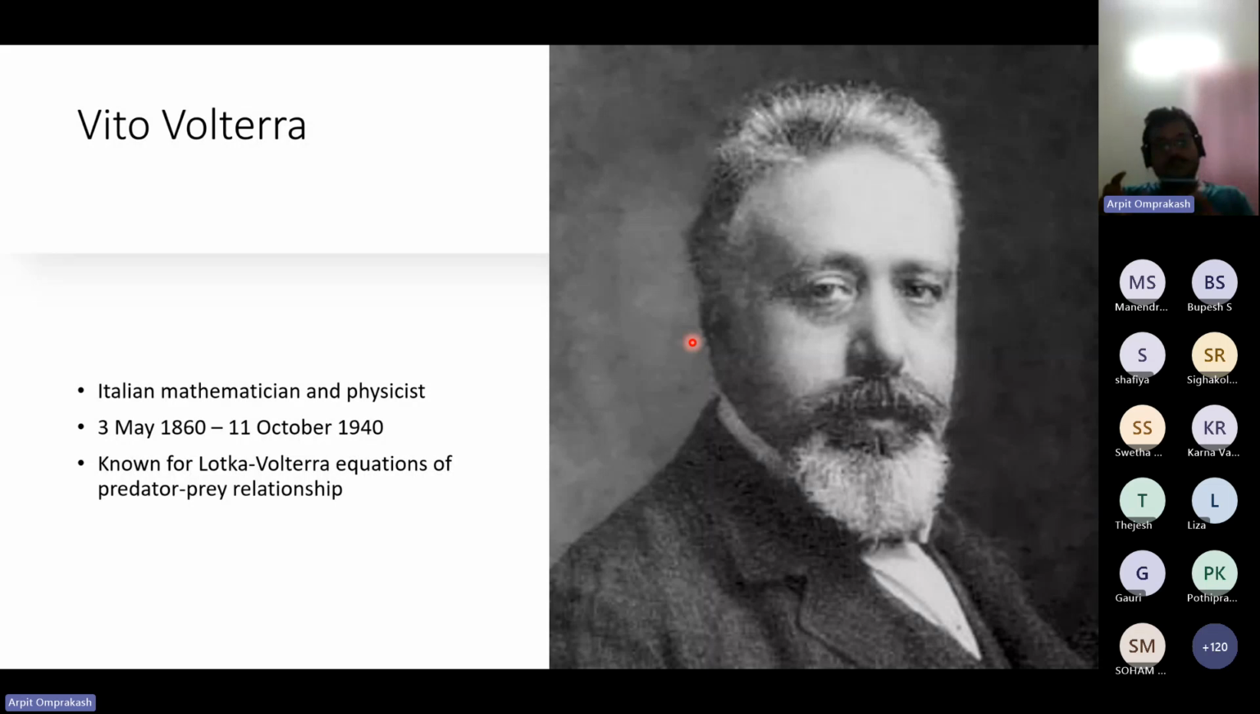So Lotka and Volterra came up with a mathematical equation describing the whole situation, called the Lotka-Volterra equations of prey-predator relationship, which predicts the population growth of prey versus the population growth of predator and how it evolves across time.